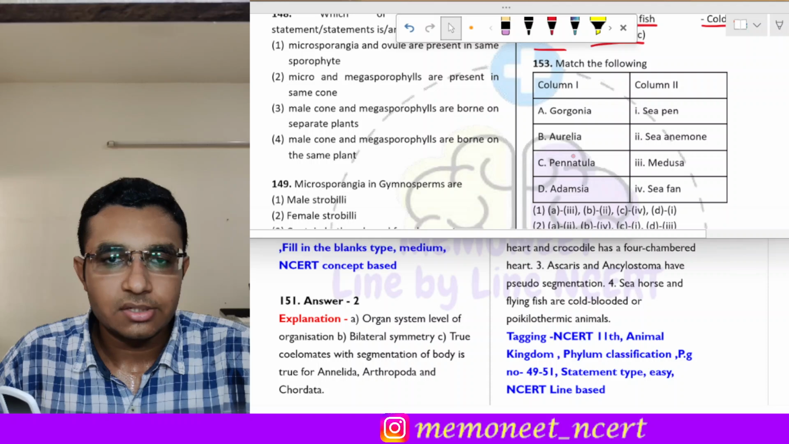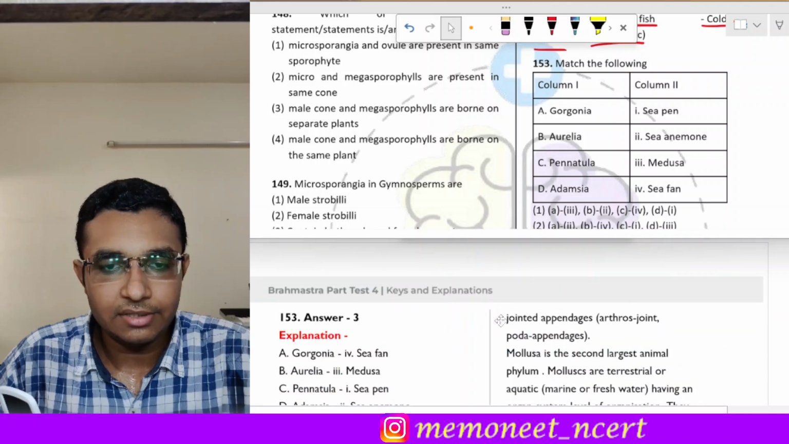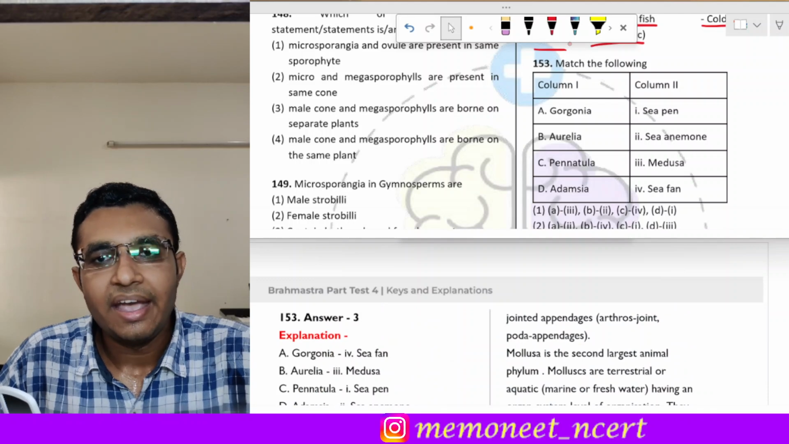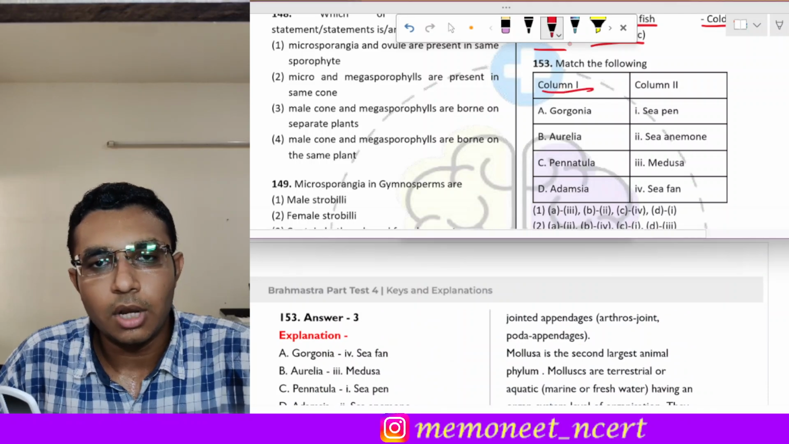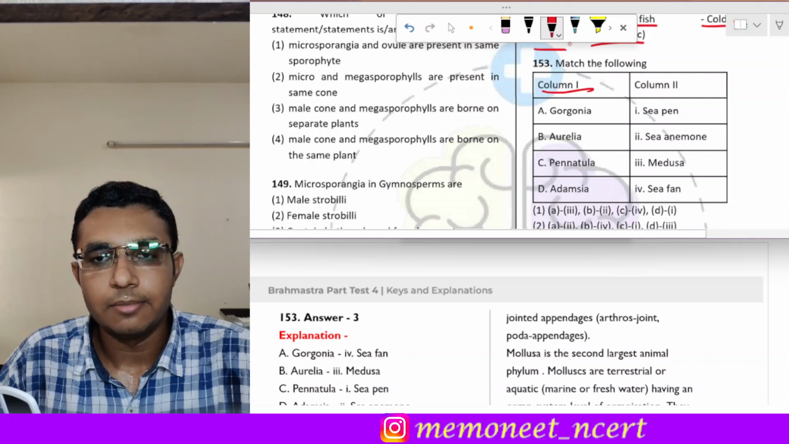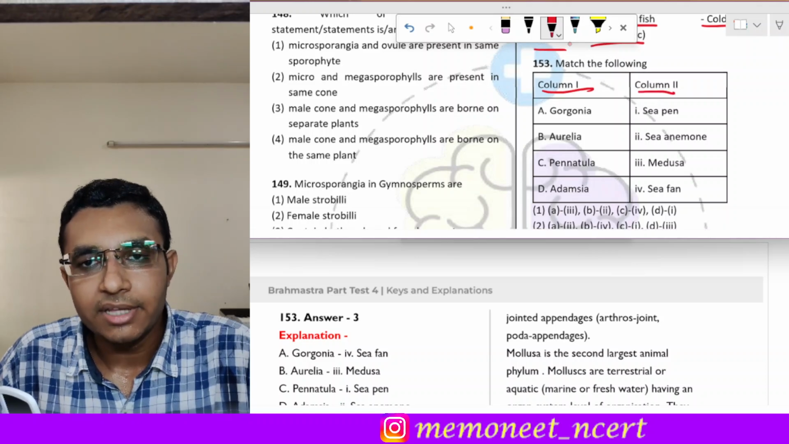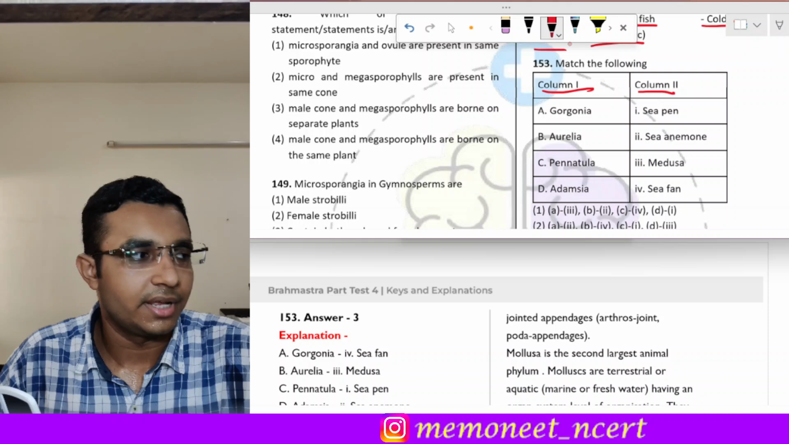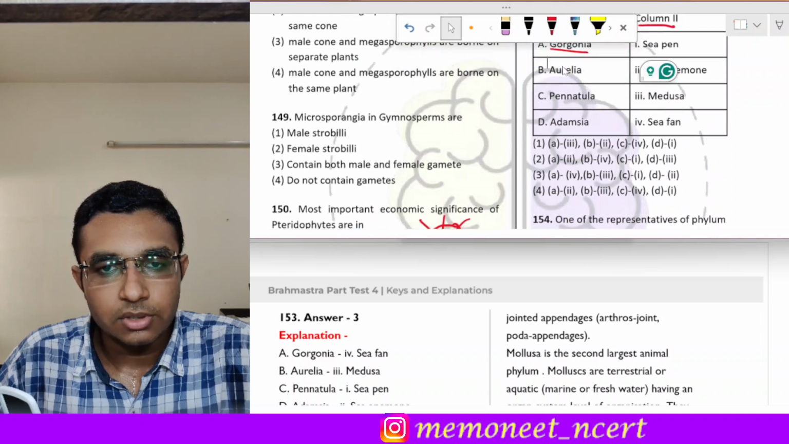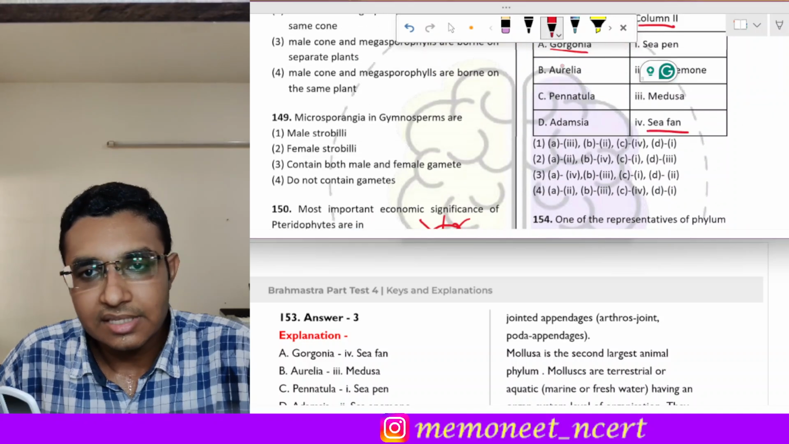Moving on to the next question, that is question number 153. The question 153 is a match the following type of question, and in column 1 there are several organisms given. Okay, their scientific names are given, and we have to identify the common names of these organisms. Okay, so the first is Gorgonia. Now what is Gorgonia? So the other name of Gorgonia is sea fan.